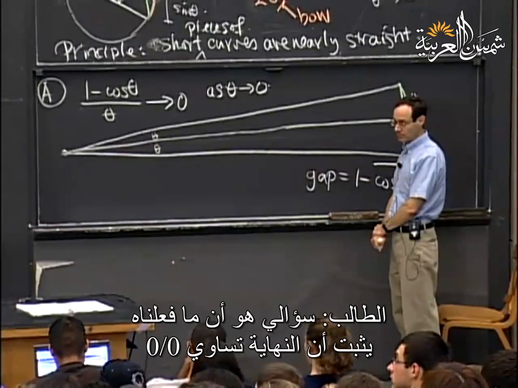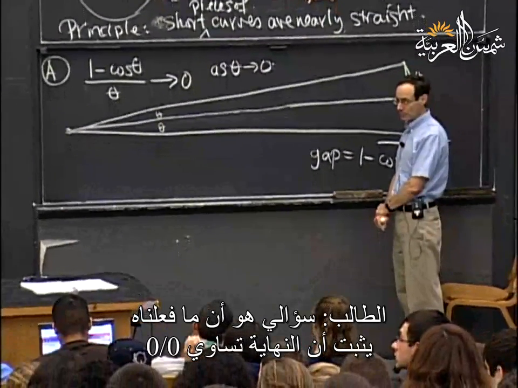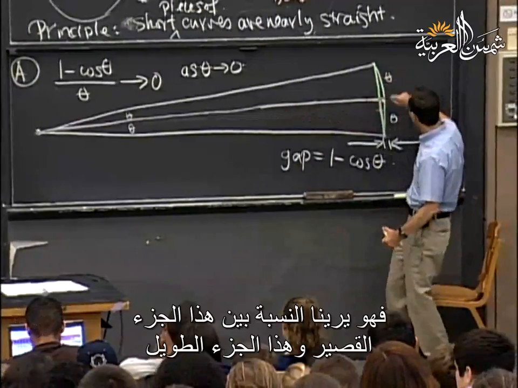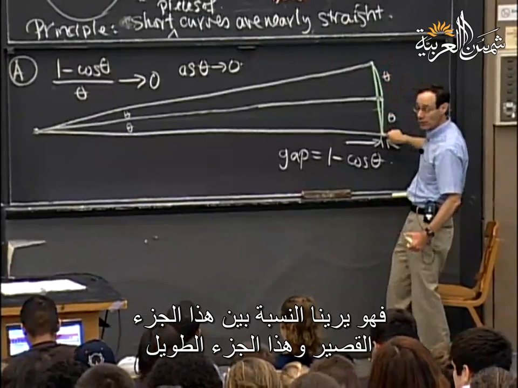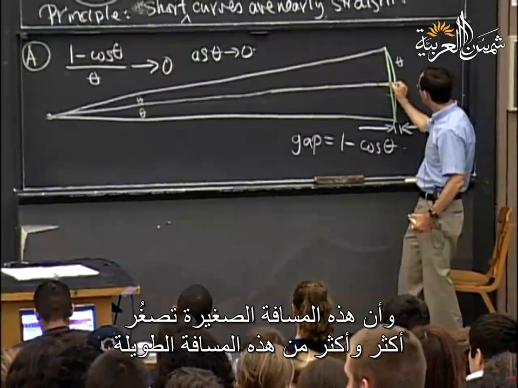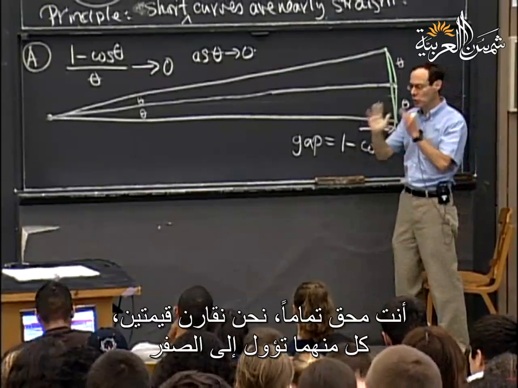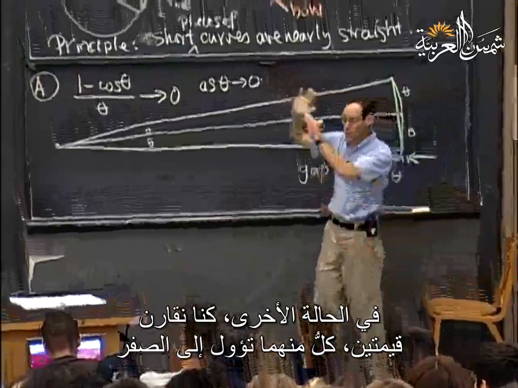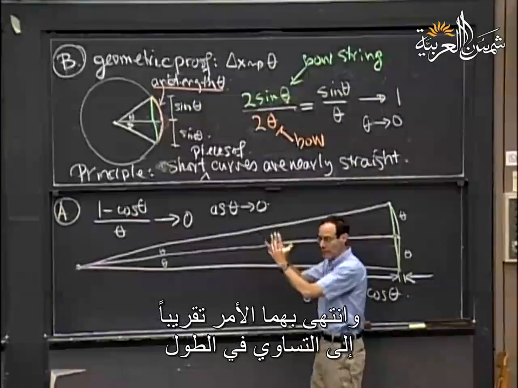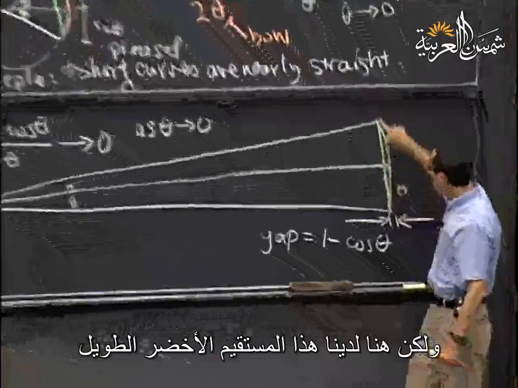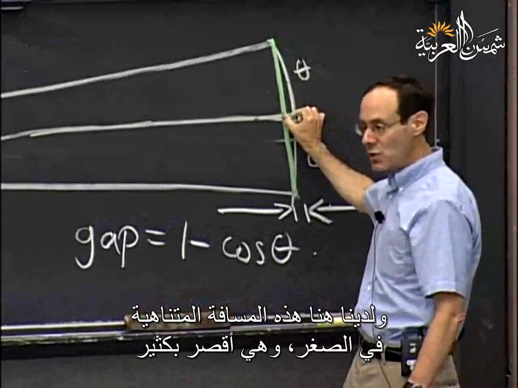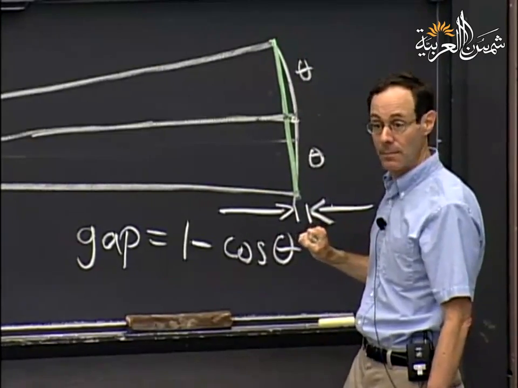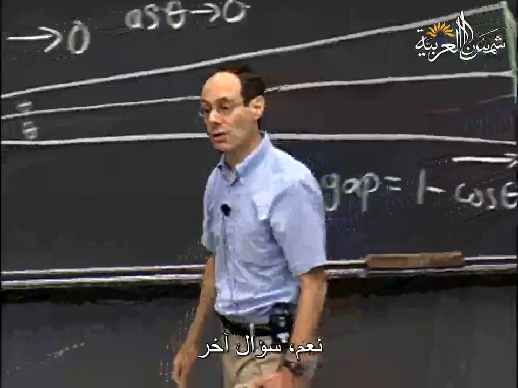My question then is, that seems to prove that that limit is equal to 0 over 0. It proves more than it's equal to 0 over 0. It's the ratio of this little short thing to this longer thing. And this is getting much, much shorter than this total length. You're absolutely right that we're comparing two quantities which are going to 0, but one of them is much smaller than the other. In the other case, we compared two quantities which were both going to 0, and they both end up being about equal in length. But here, the previous one was this green line. Here it's this little tiny bit here, and it's way shorter than the 2 theta distance. All right? Or theta. Yeah, another question.